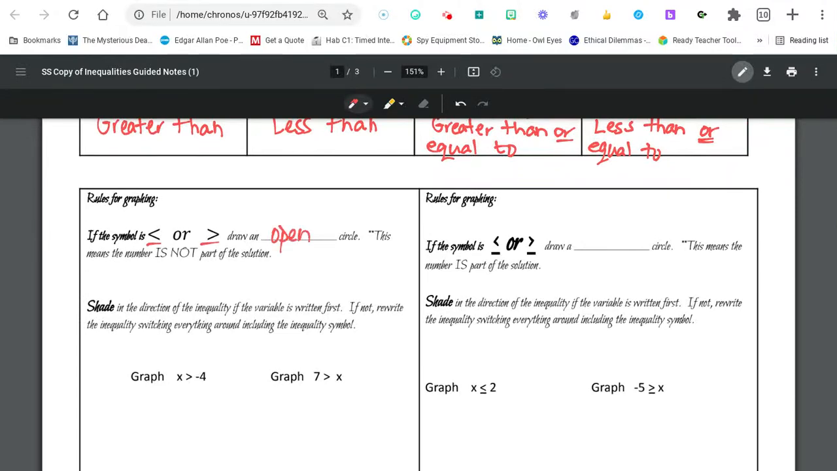So if you see these symbols, less than or greater than, you're going to draw what we call an open circle. And today for eighth grade or algebra, you're going to learn that you can draw something else besides an open circle, something that relates to the open circle, when you get ready to write in another notation. There's two notations you can write your answer in. It's called written notation and interval notation.